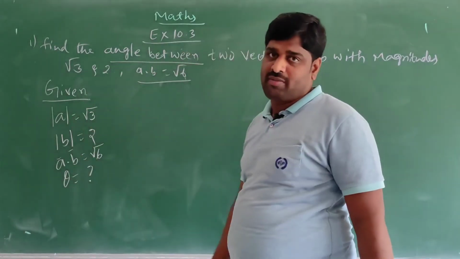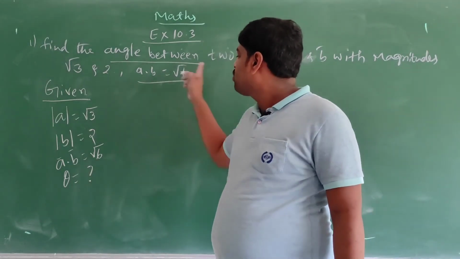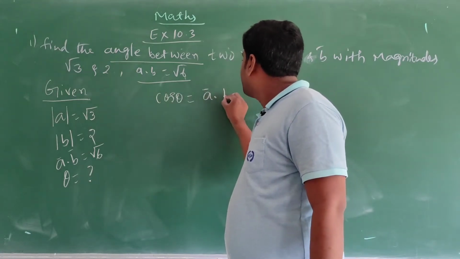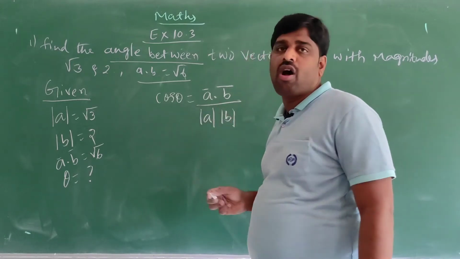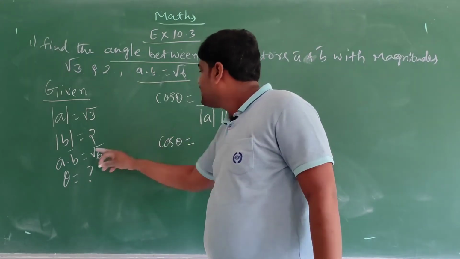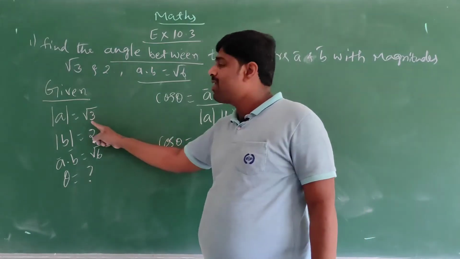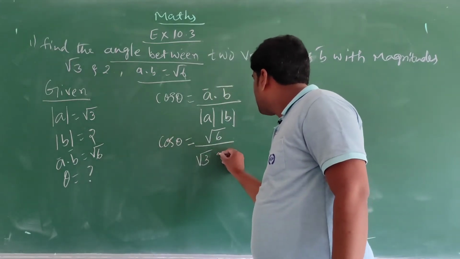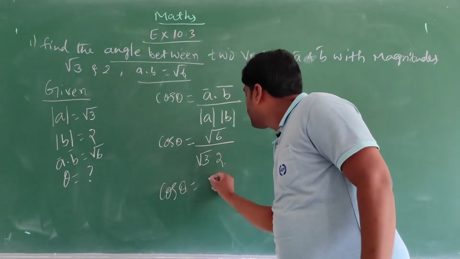Theta is question mark. To find theta, any formula is there? What is that angle between two vectors formula? Cos theta equal to A bar dot B bar divided by magnitude of A bar, magnitude of B bar. That is cos theta equal to A bar dot B bar is what? Root 6 divided by magnitude of A bar is what? Root 3. Magnitude of B bar is what? 2. Okay, that is cos theta equal to root 6 divided by root 3 into 2.